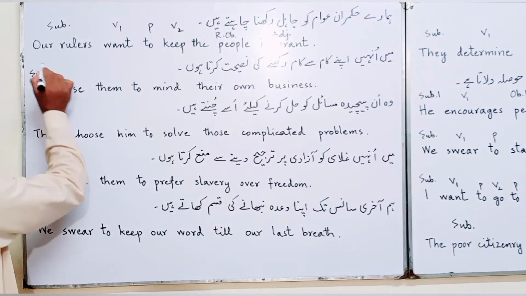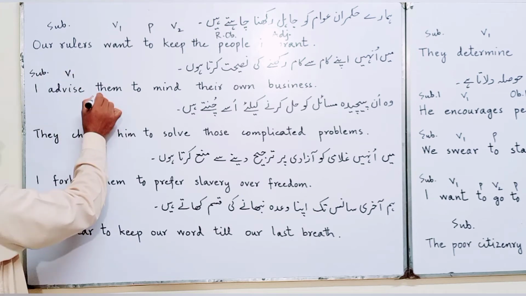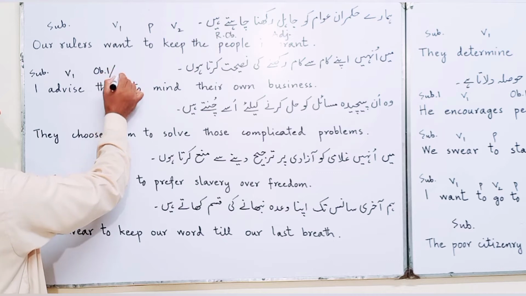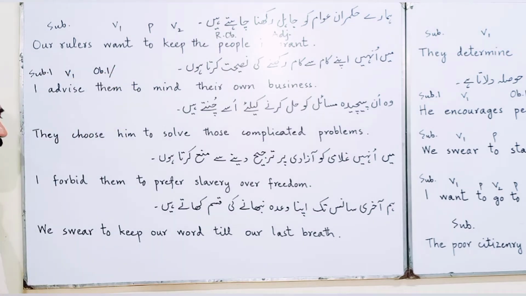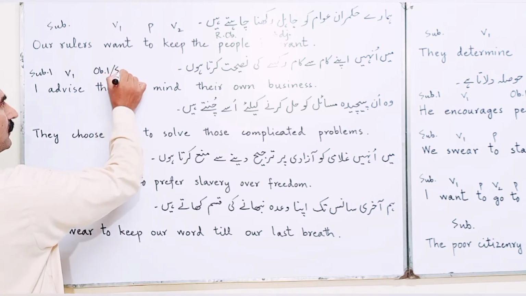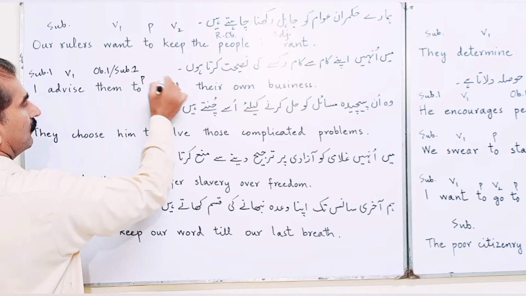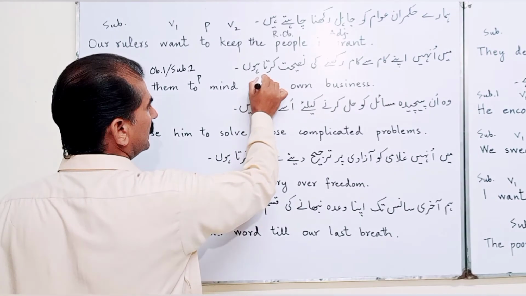I here is a subject, advise is verb 1, them is again performing two functions. It serves as an object 1 for the subject 1, and at the same time it is performing the function of subject 2nd. Mind their own business is an idiom.